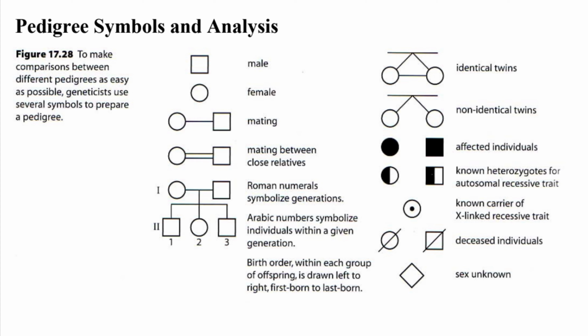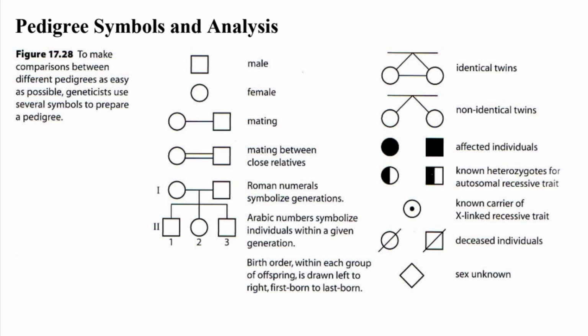And then the way that we number off individuals is we number the generations by using Roman numerals, and we number the birth order in that generation with our traditional Arabic numbers. We always try to put the oldest individual on the left-hand side and then the youngest individual on the right-hand side. So it shows the order of birth in addition to showing the gender and the number of siblings.